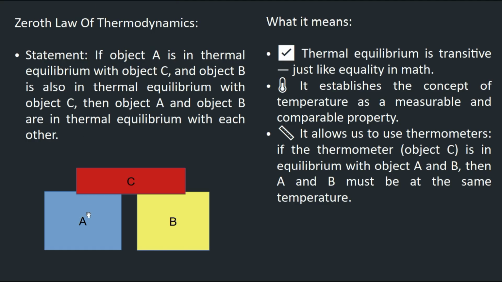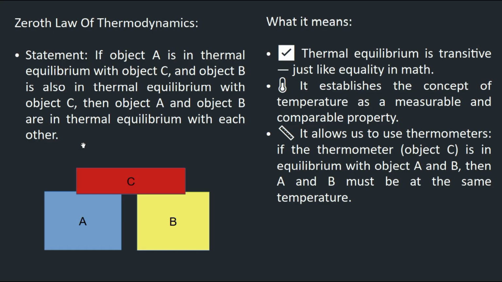So you can see over here, we have 1, 2 and 3, A, B, C, right? If object A is in thermal equilibrium with object C, and object B is also in thermal equilibrium with object C, then object A and object B are in thermal equilibrium with each other. This might sound quite obvious and to a certain extent stupid. It's like, why are we even telling this? Again, the very basic definition builds the complex concepts.